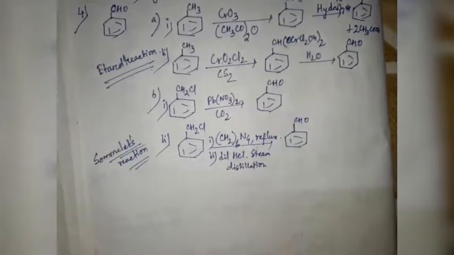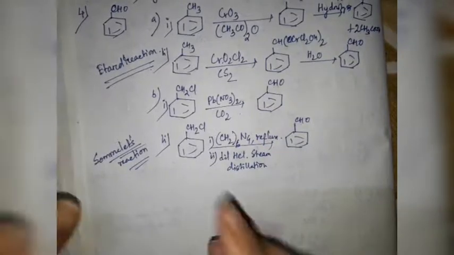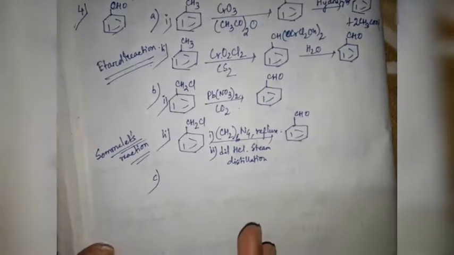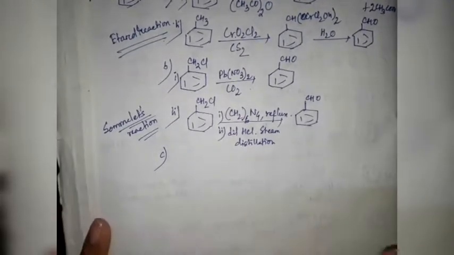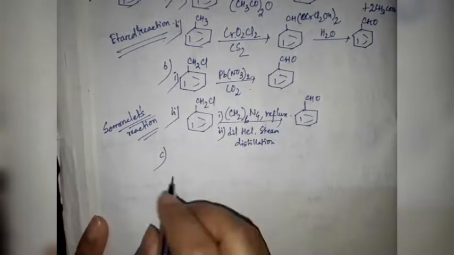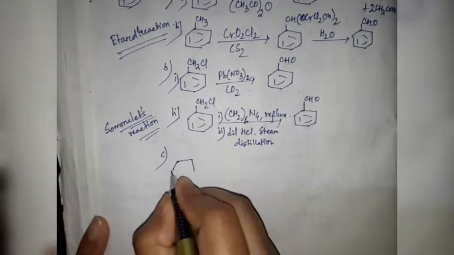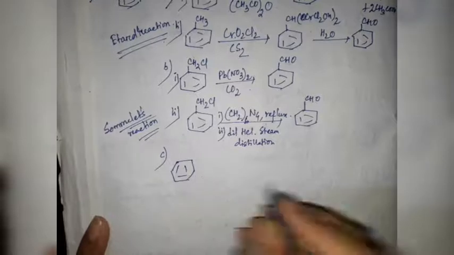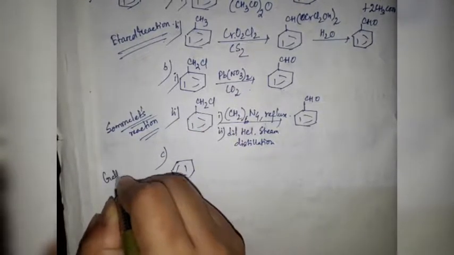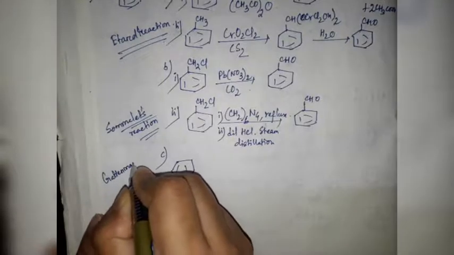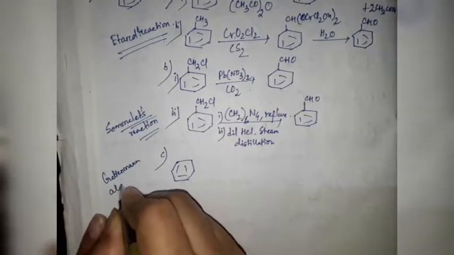So next we will produce benzaldehyde from benzene. Two name reactions are there by which we can produce benzaldehyde from benzene. At first we will discuss Gattermann aldehyde synthesis.